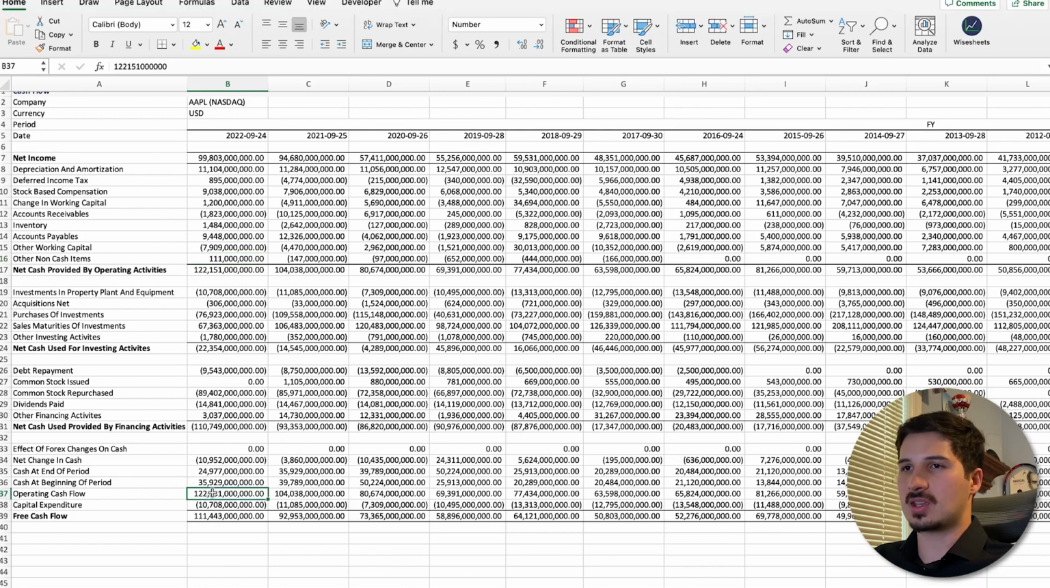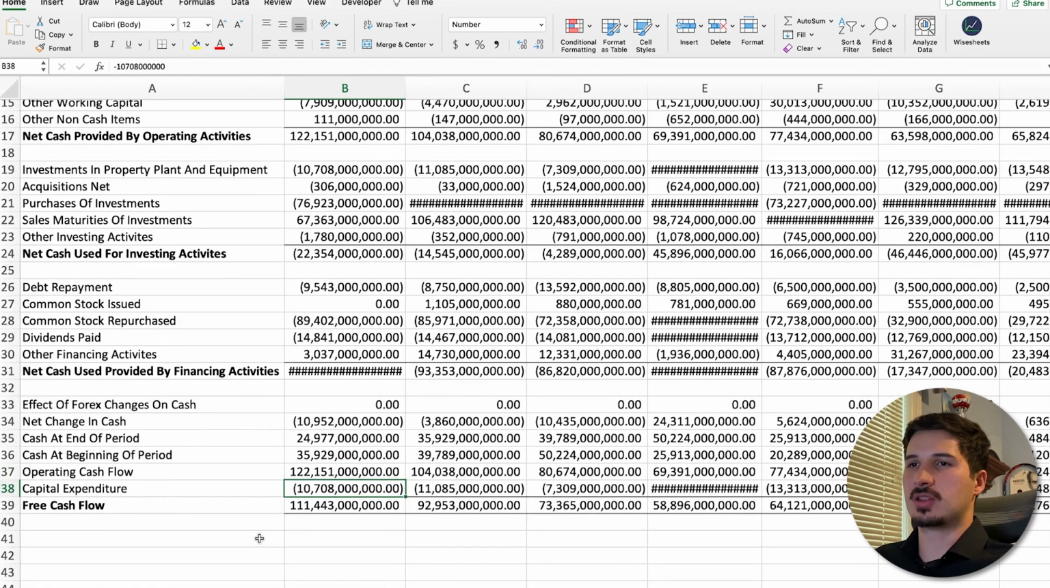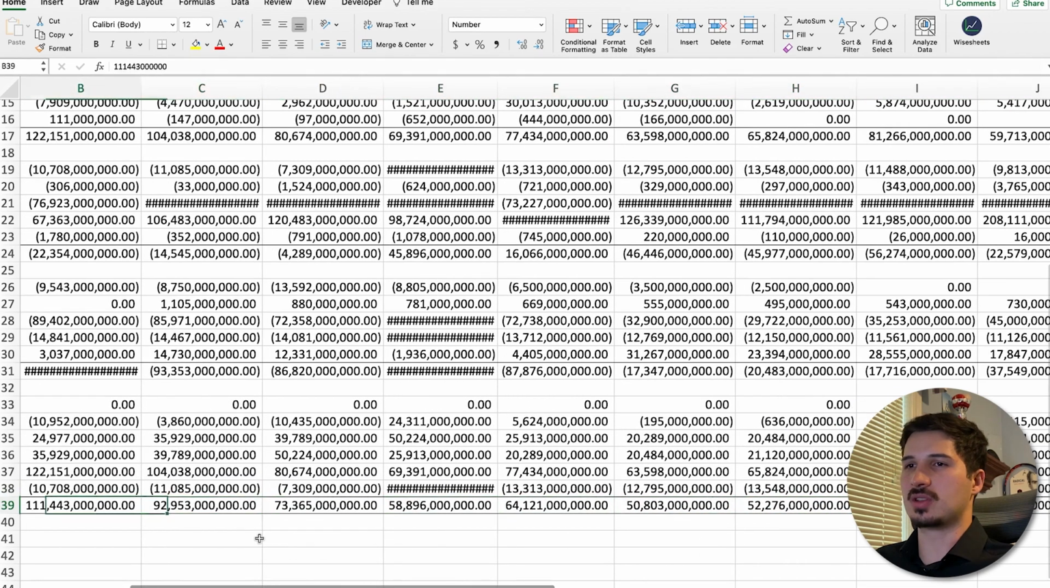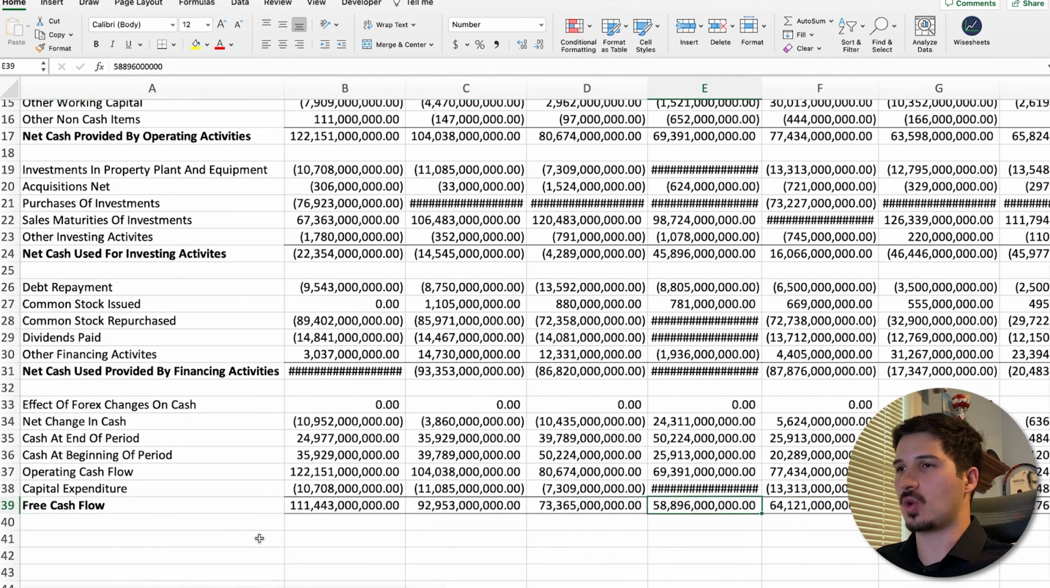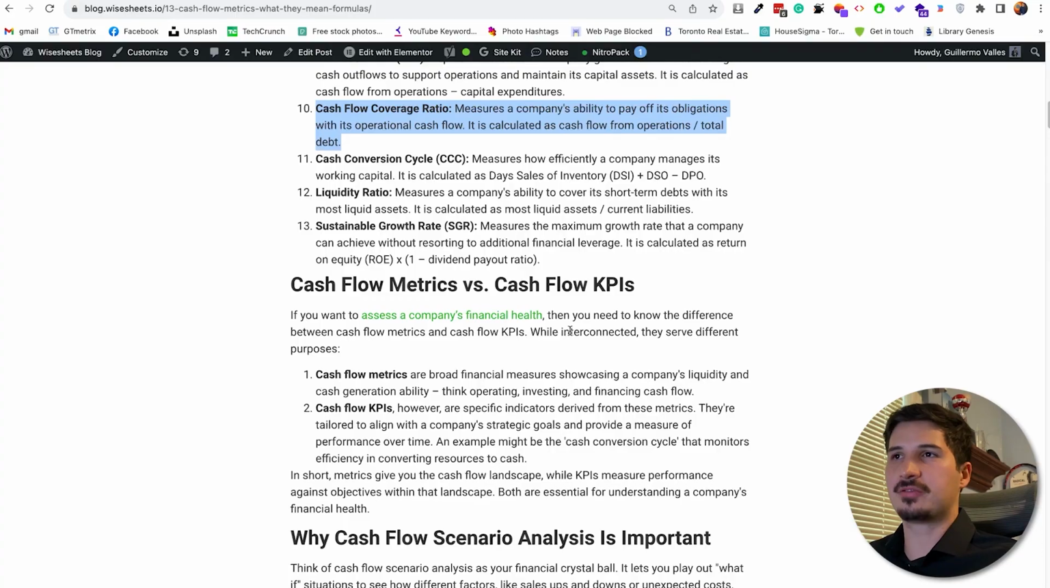So if you look right here, we have the operating cash flow for Apple. You can see all these different numbers, and then we have the capital expenditures again from the financial statements. So if you take this minus this gives you the free cash flow of that particular company. And as you can see for Apple, this is growing at a pretty healthy rate, and that is a great sign for investors.